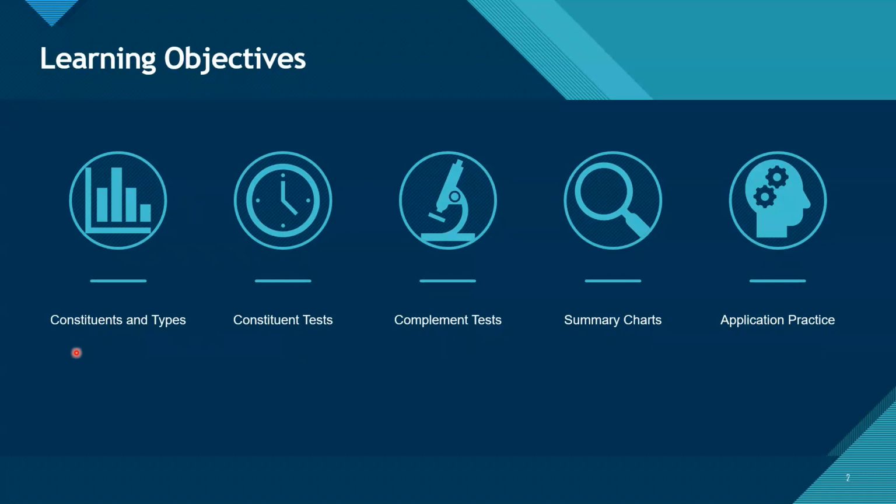So first, you have to know what a constituent is and the various types. Then I'll show you about 4 different tests about how you can tell if something is a constituent. And then we have ways to tell, once you know it's a constituent, what type is it? Is it a complement or an adjunct? Closing up, we have a few summary charts, and then you get to do your own practice.